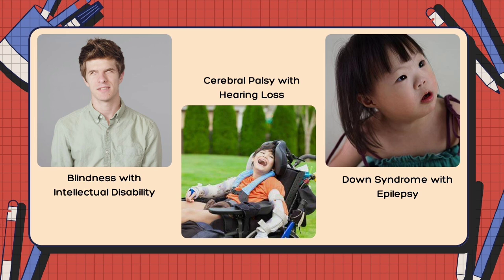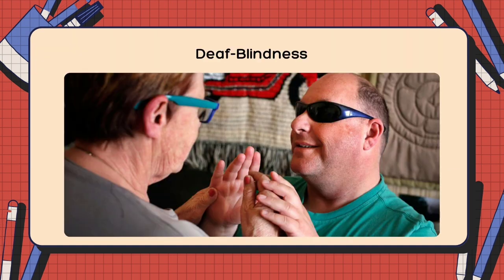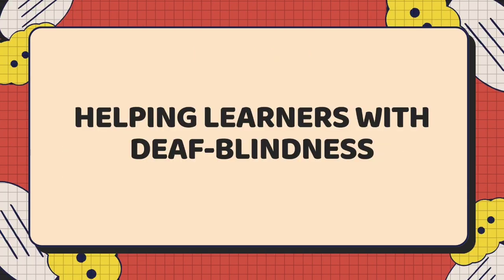Next will be Down syndrome with epilepsy. So the person has Down syndrome with a coexistence of epilepsy. So there are a lot of kinds of multiple disabilities, but now we'll be solely focusing on the multiple disabilities that have the coexistence of being deaf and being blind, or as we call it, deaf blindness. Helping learners with deaf blindness.